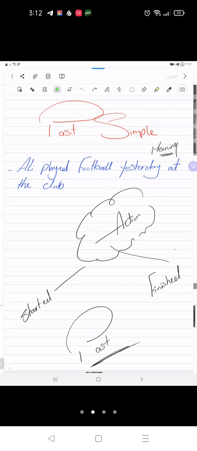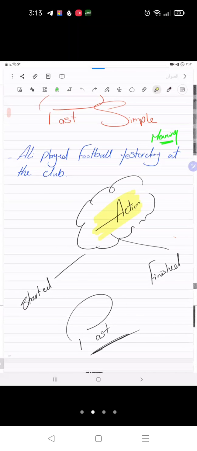This is the meaning of the past simple. The meaning of the past simple means that we must have an action, okay? But be careful about this action. This action must have started in the past and also finished in the past.